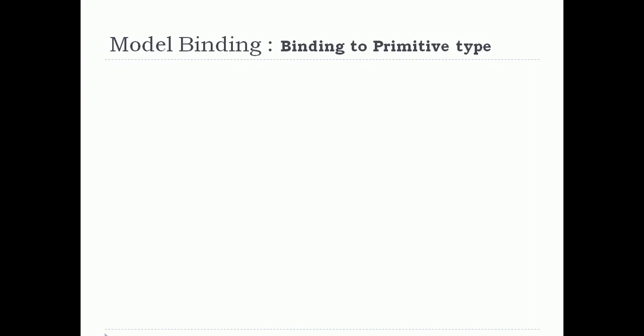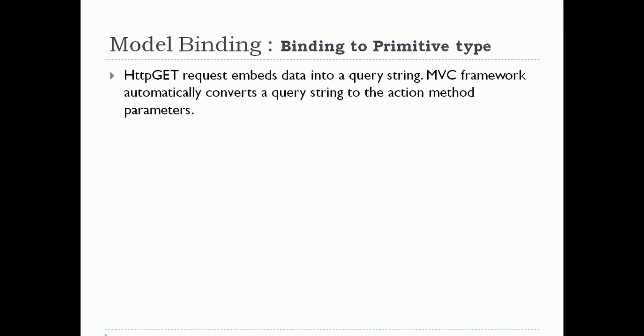We already studied the part of model binding to primitive type. For that you have to watch the video of collecting the request values in action method. In this video also I'll cover a part of binding to the primitive type. Now what happens in primitive type model binding?